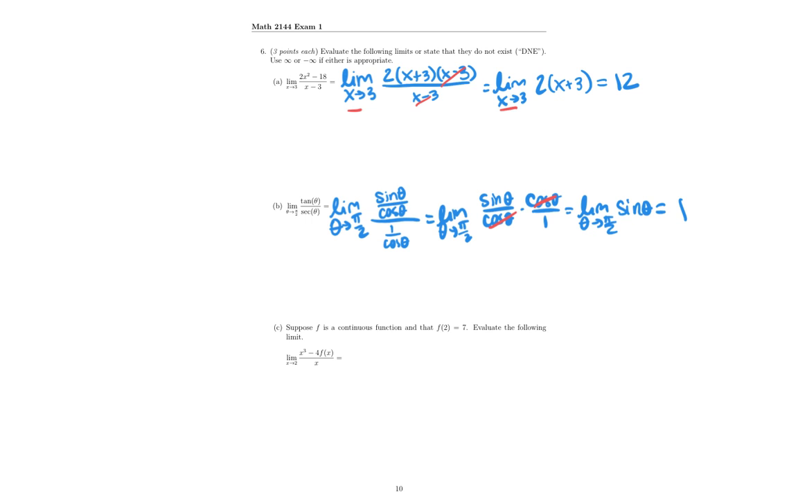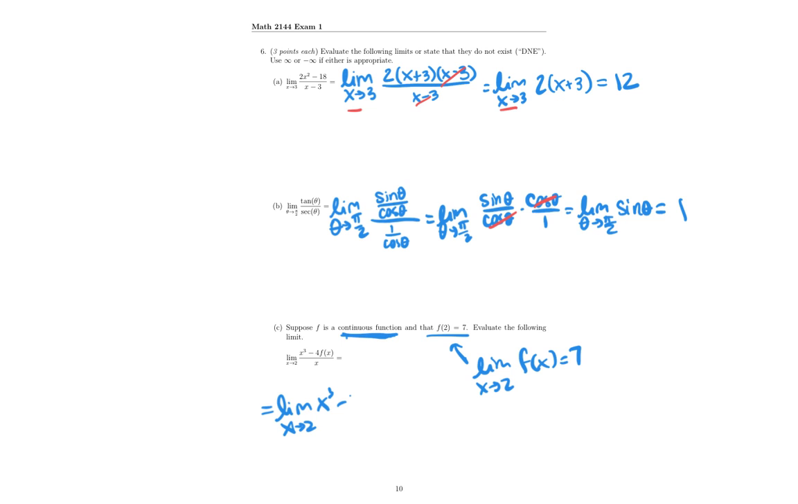For the last one, it says, suppose that f is a continuous function and that f of 2 equals 7. Evaluate the following limit. If I know that f of 2 is 7, and I know it's a continuous function, I also know that the limit as x approaches 2 of f of x is equal to 7, because the limit is equal to the function value. That's what it means to be continuous. So I can evaluate this using the limit laws.